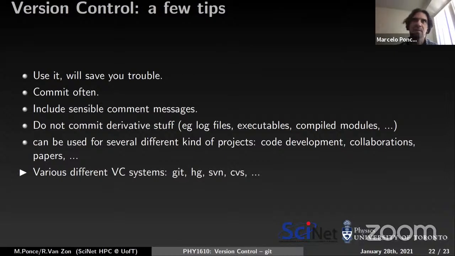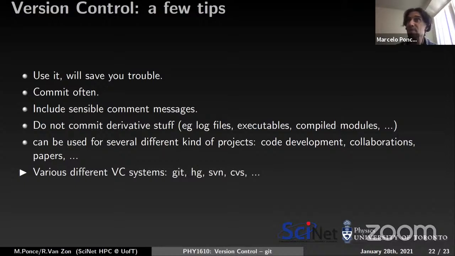Just a bit of summary. Try to use it as much as possible. Commit very frequently. Include sensible comments in your commits. Do not commit derivative stuff. Examples of these are executables, object files, anything that is regenerated every time that you compile code, for instance.